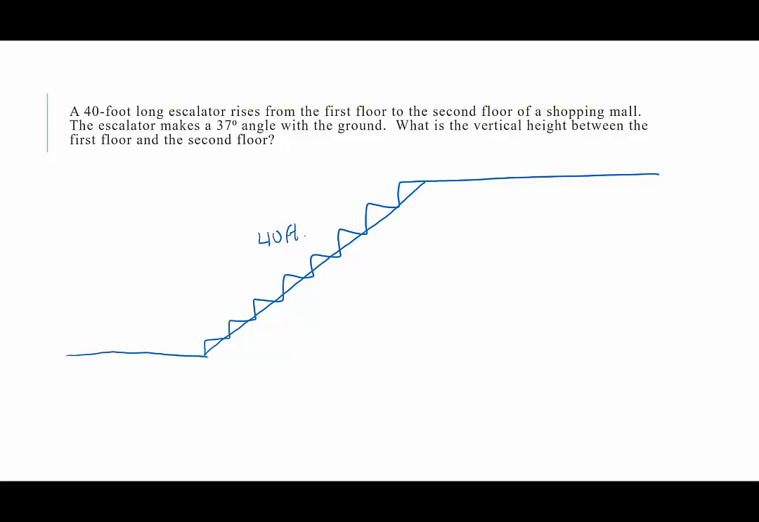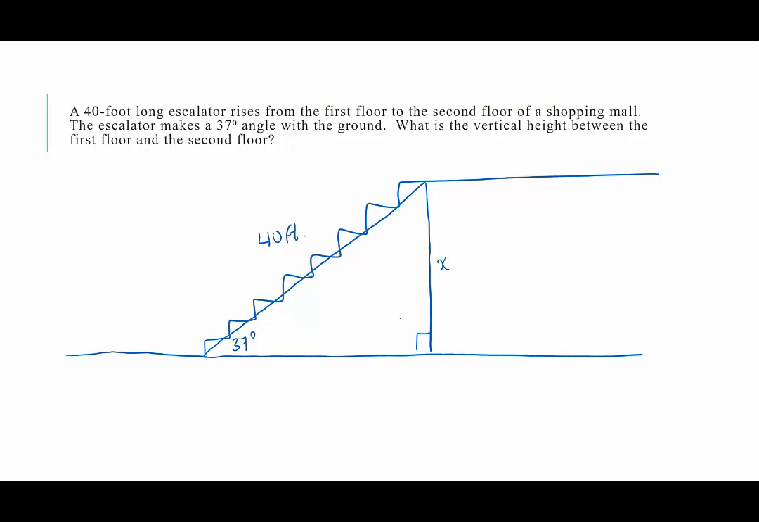So we're going to extend the floor of the first floor over, and we're going to drop a perpendicular down. That's going to create a right angle with the ground. So that's what the vertical height is. It's from the second floor to the first floor when you drop a vertical. We also know that the escalator makes a 37-degree angle with the ground. So that's going to be right here, this 37 degrees. This is the ground, that first floor. And we're interested in the vertical height, so our unknown is over here.